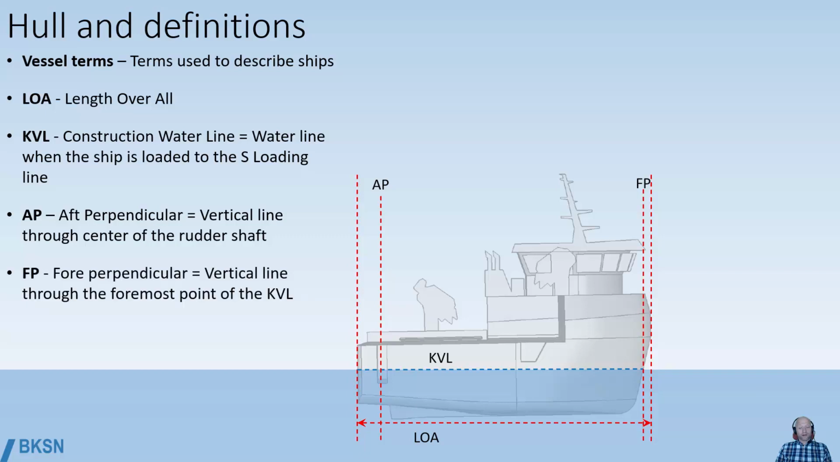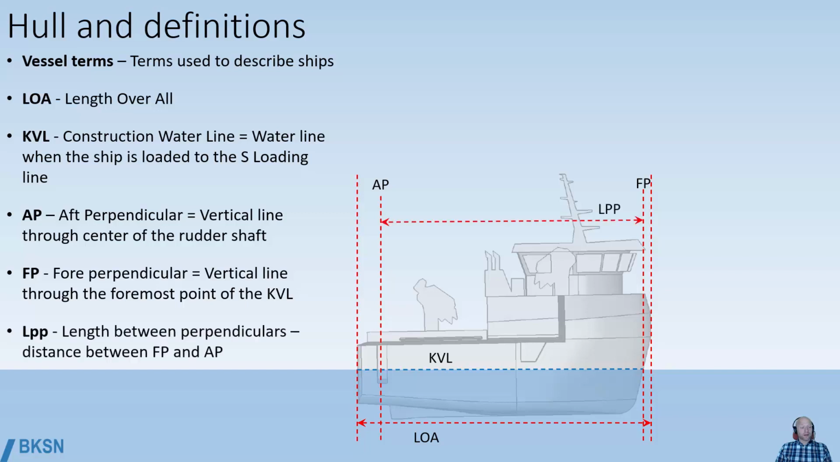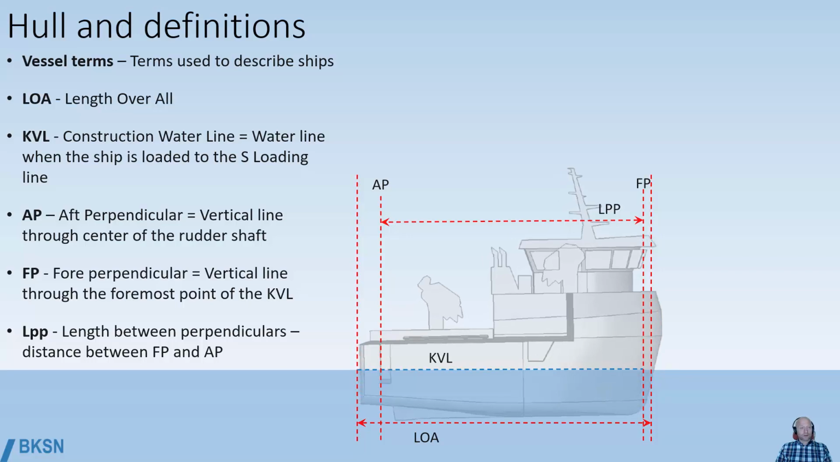whereas the fore perpendicular is a vertical line through the foremost point of the construction waterline, as we see on the figure. LPP, length between perpendiculars, is the distance between the fore perpendicular and the aft perpendicular, and the LPP will always be similar to or smaller than the construction waterline.